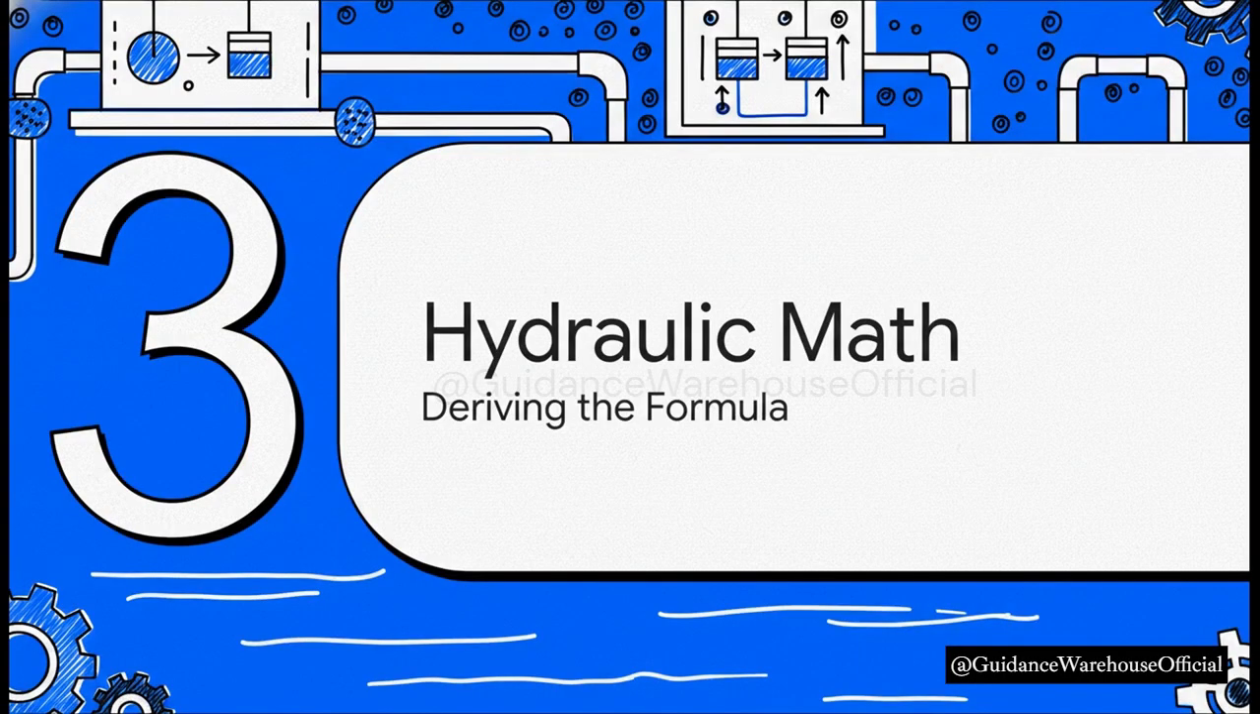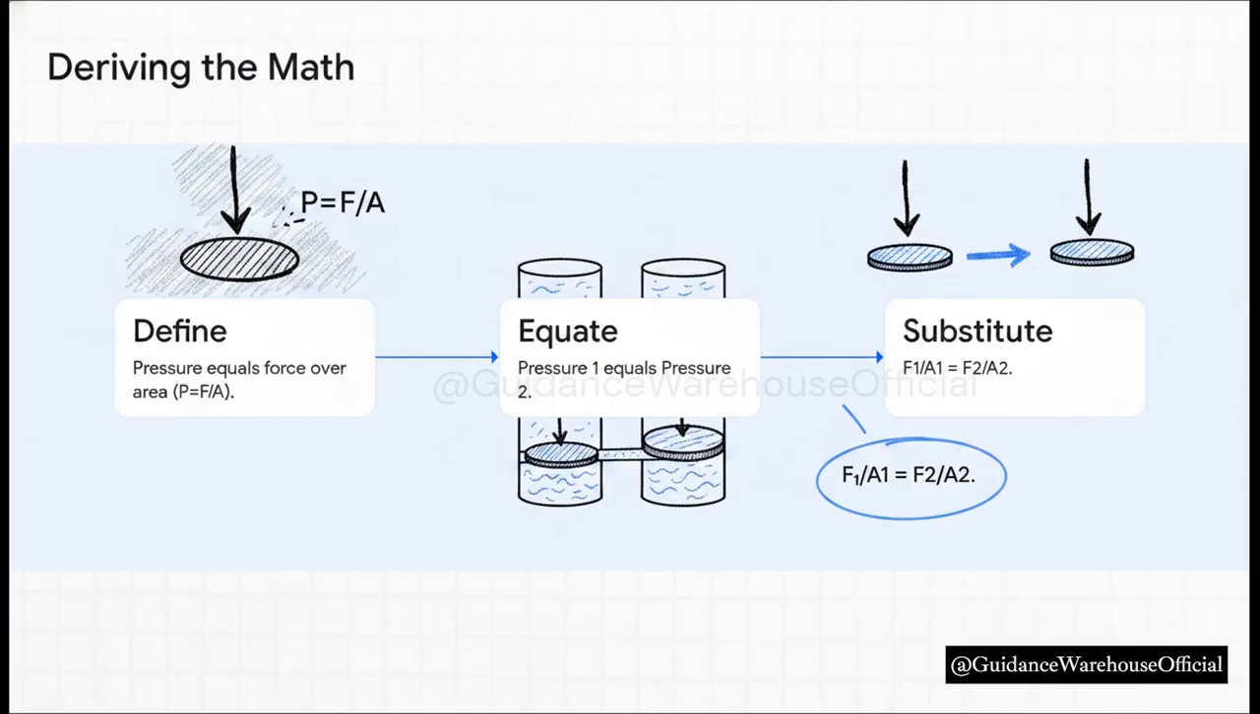The math behind hydraulics. Let's step away from the history lesson and hit the whiteboard so we can actually build this formula step by step. Okay, so here's how these 3 simple steps connect to give us our magic formula. Step 1, just by basic definition, pressure equals force divided by area. P equals F over A. Simple enough, right?